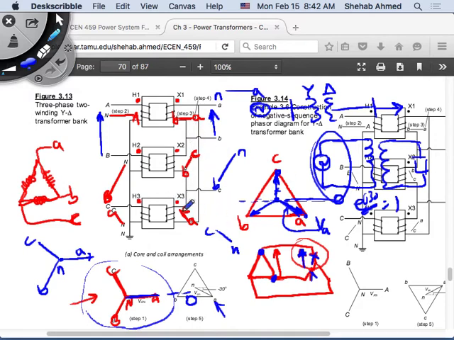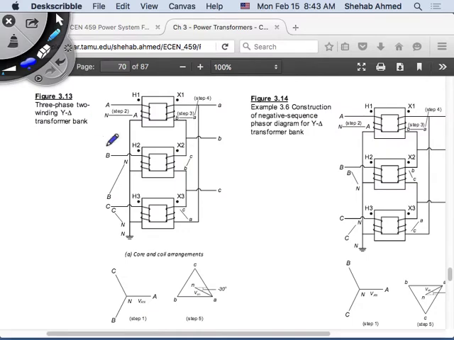Okay, so now let's look at what happens when we keep the same transformer, but I will apply negative sequence. And you can look at the last set of problems at the end of the chapter. They will have pictures of transformer windings. Okay, so we applied positive sequence and we derived where this 30 degree comes from. How about if we apply negative sequence? That's what we have.